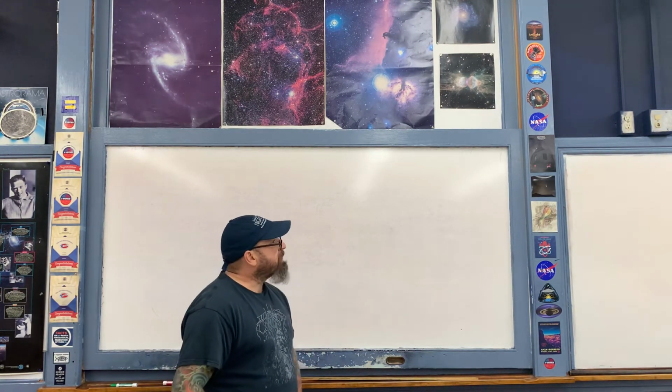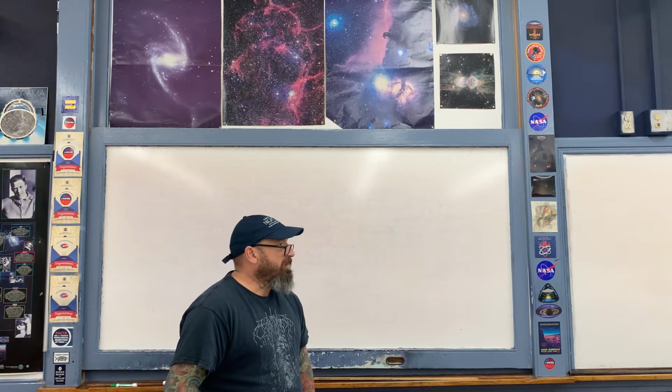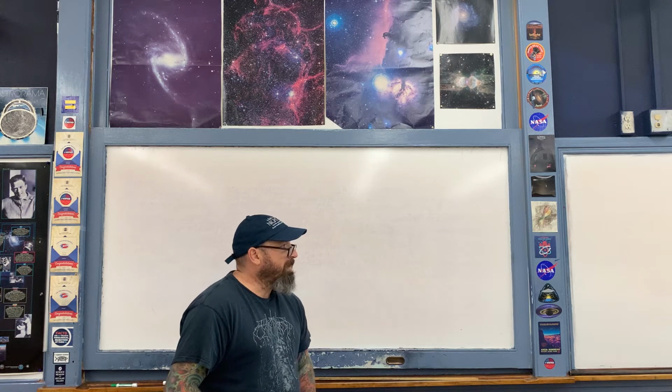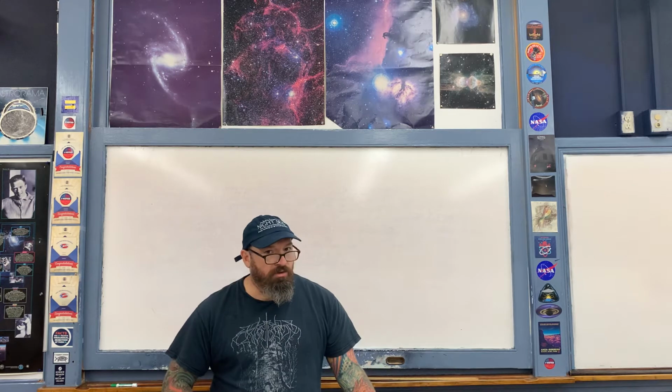Next problem says, estimate the number of stars in the Milky Way galaxy. The sun is about 30,000 light years from the galactic center, and it completes one orbit in 250 million years. How we know those numbers is a really long story.